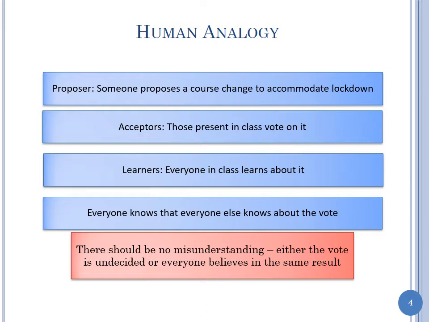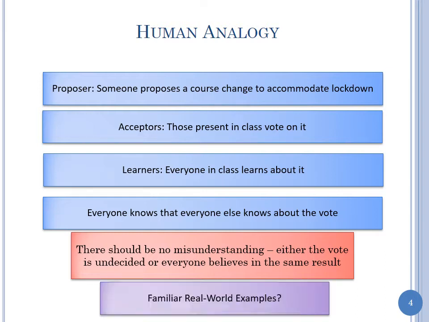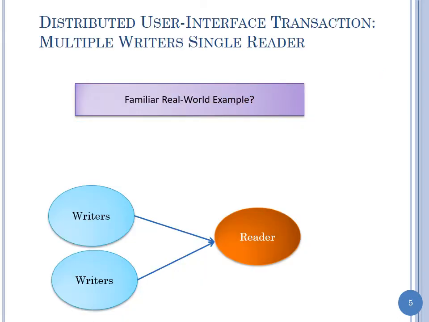So this is a human analogy. Let's look at the computer world now, which is the world we are living in today. Let's look at familiar computer-based real-world examples, not human-based. There are many different examples you should be able to come up with. But let's constrain the world and say we're assuming that there's one reader and multiple writers. So we have writers, and readers have replicated state.